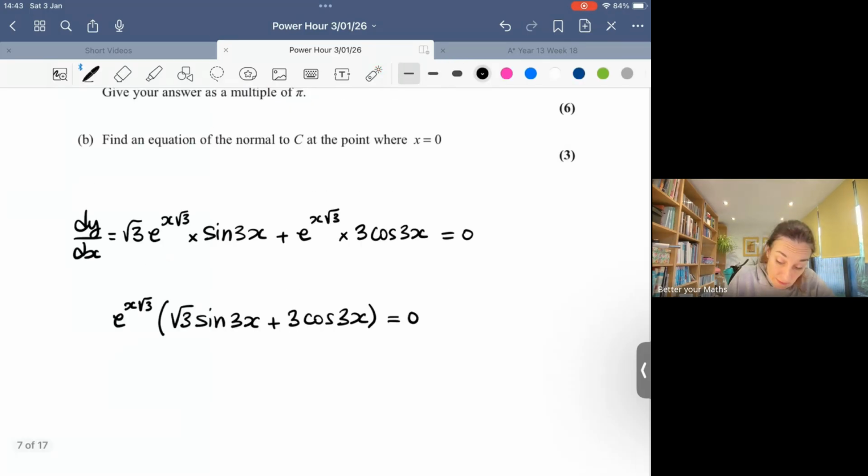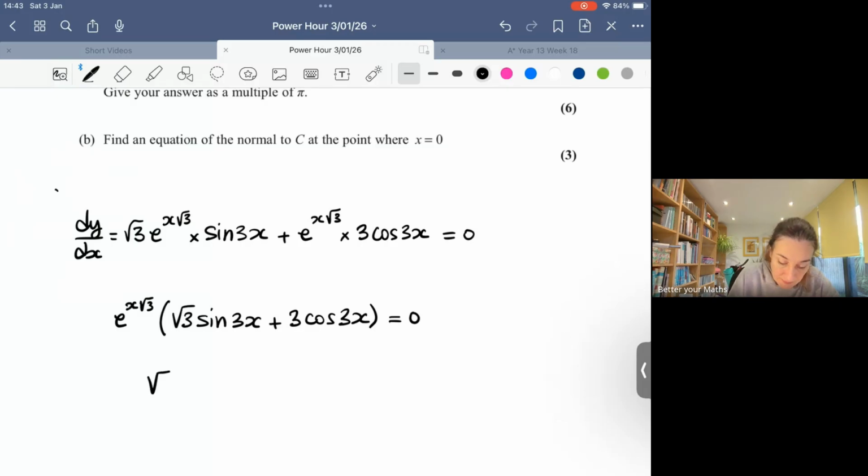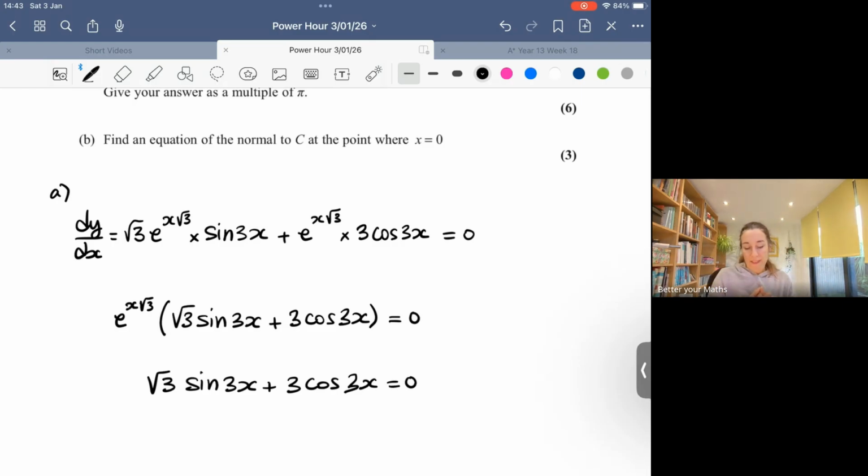So I'm going to solve a trigonometric equation. I have root 3 sine 3x plus 3 cos 3x equals 0. How am I going to solve this one?